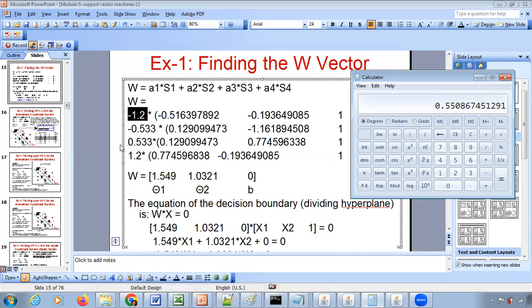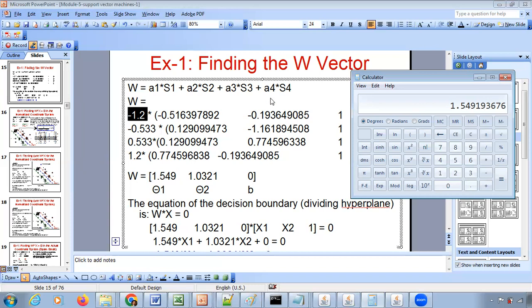Now, this is a plus and plus. So we're going to just say plus 0.533 times 0.129099473. And this is plus times plus. So plus 1.2 times 0.774596838. So that's 1.54919 something. So I just say 1.549. I could have written 2. That's okay. So 1.549, that's my theta 1.